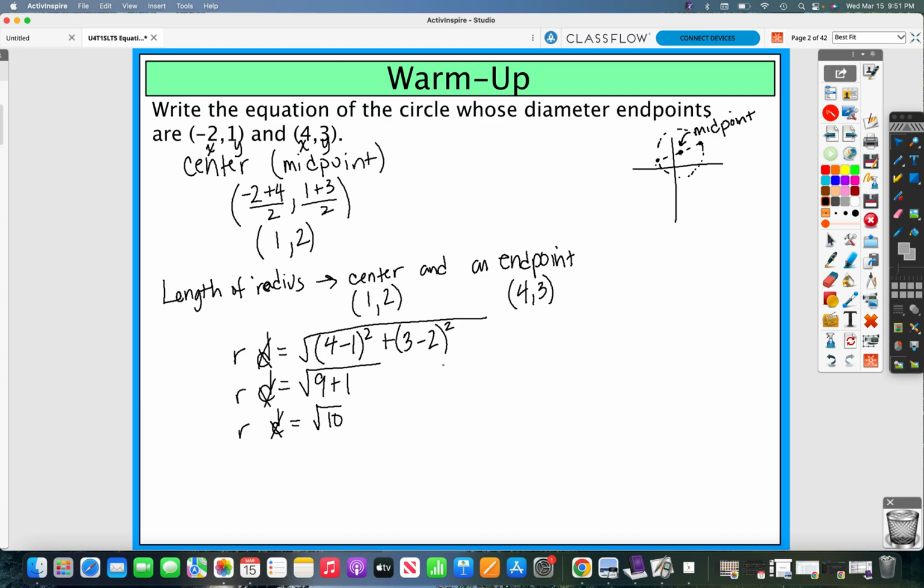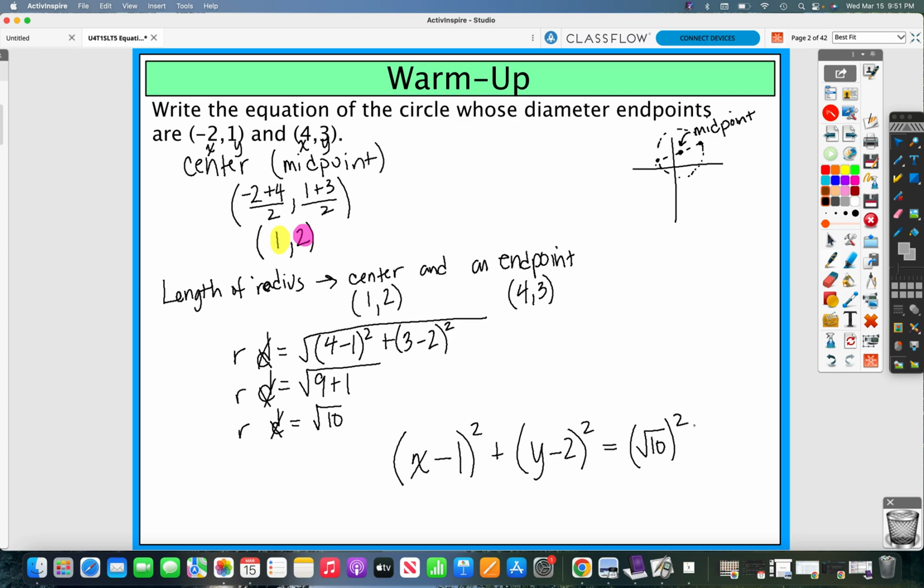All right, and then I'm going to write my equation. So I'm going to take my x value of my center, which is 1, and I'm going to put that in right here. So I'm going to use the opposite sign. So since that's a positive 1, I'm going to put in x minus 1 squared. Then I'm going to use my y value, which is right here. That's 2. So I'm going to put in y minus 2 here, squared. And then my radius, which is the square root of 10, squared.